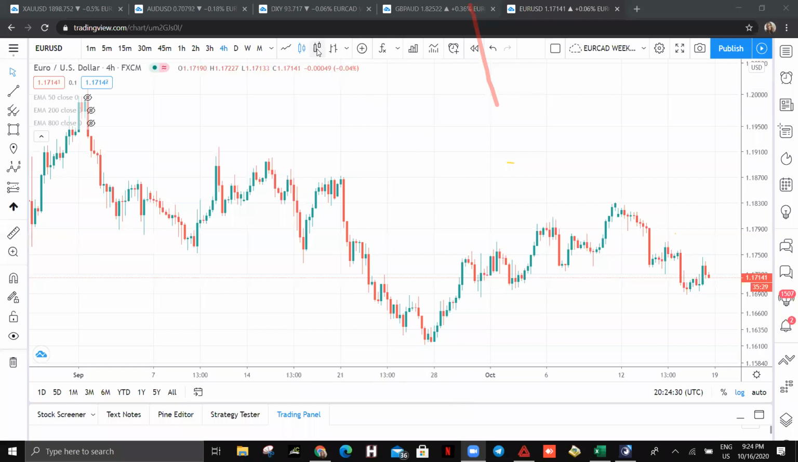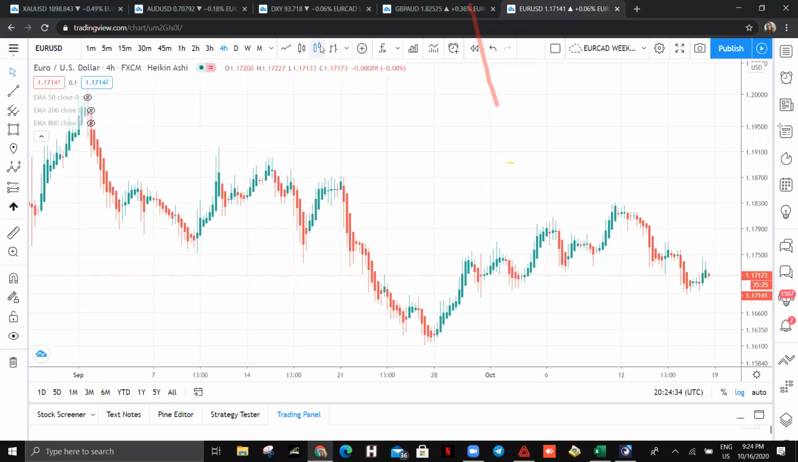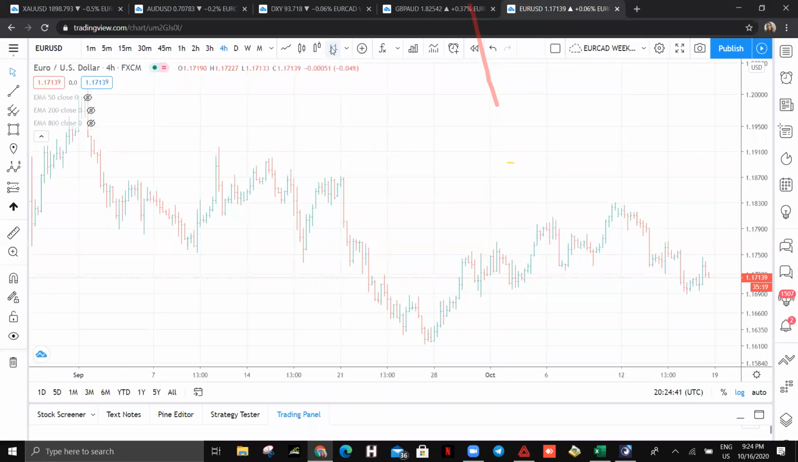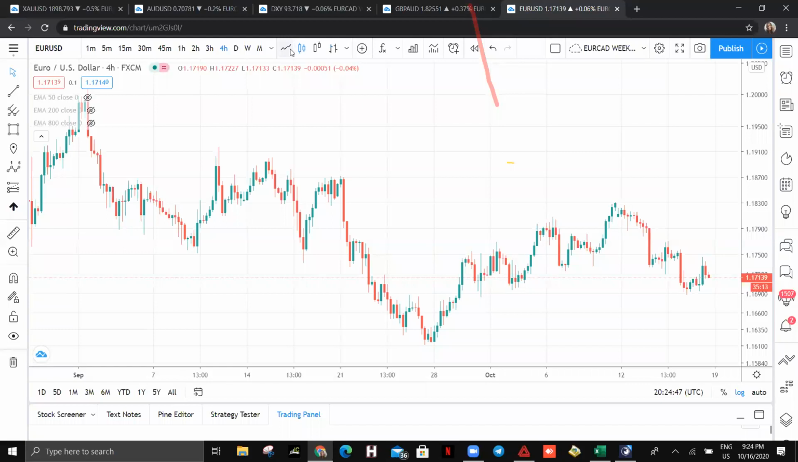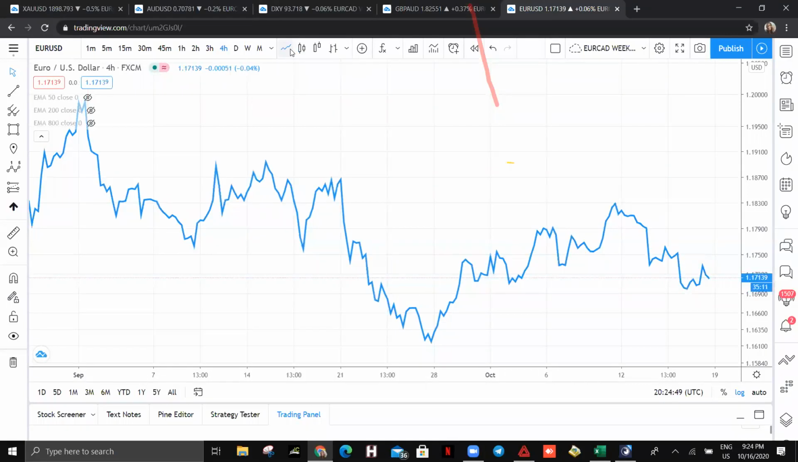So now here you can change your candles. This is Heikin Ashi candle. If you know about Heikin Ashi, this is Heikin Ashi candle. This is your bar chart for those who use bar chart. This is your normal candlestick, and this is your line chart. So I'm going to teach you how to do what? Identify your support and resistance zone using your line chart.